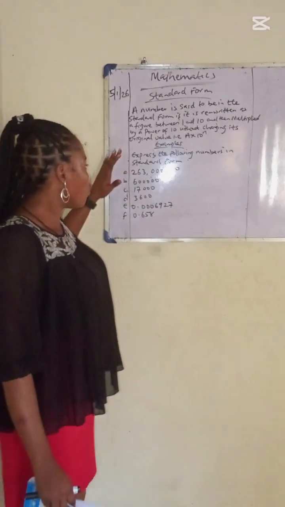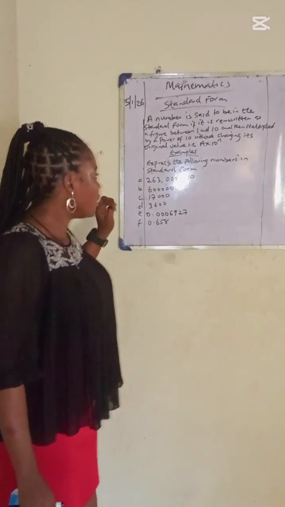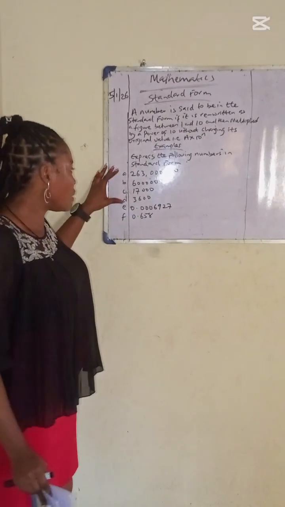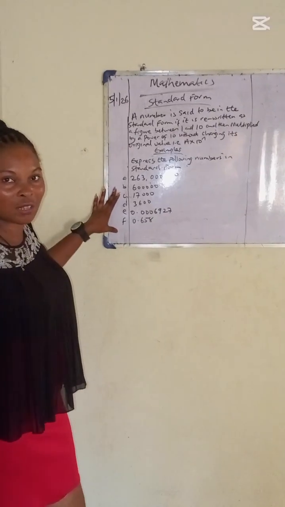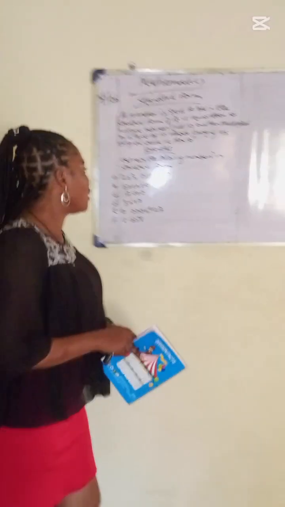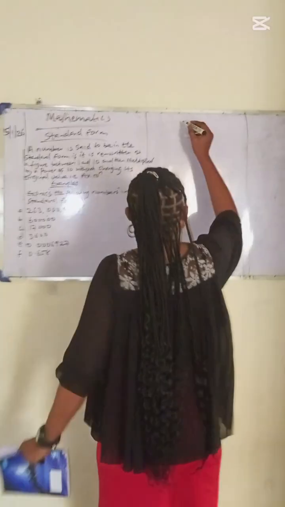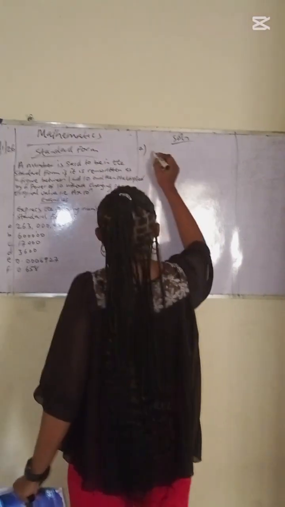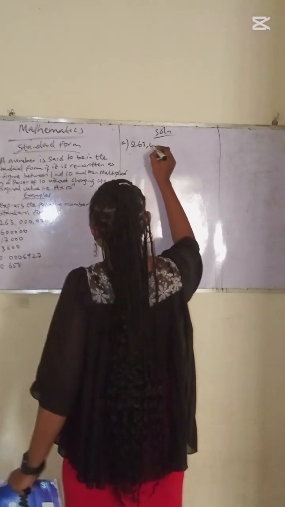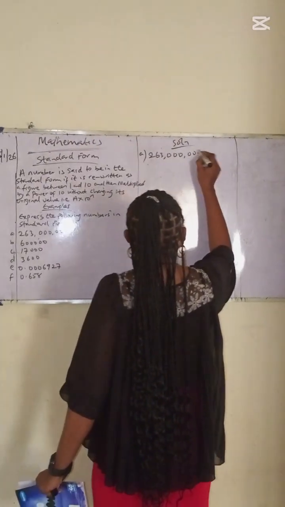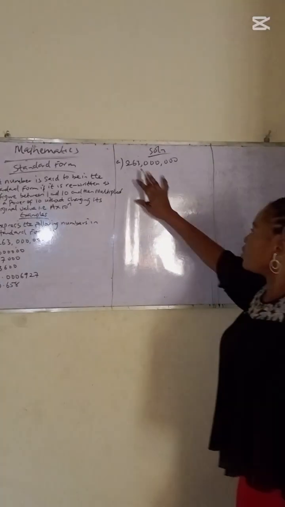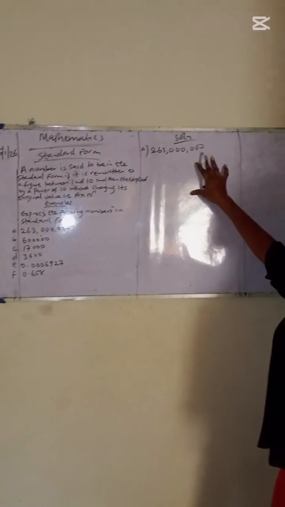So we are going to solve this example we have on the board. It says express the following numbers in standard form. You can see we have so many numbers we are going to express in standard form one after the other. So let's start from A. Solution: we have A. So we are going to start from the first one, which says this. So we want to present this in standard form.